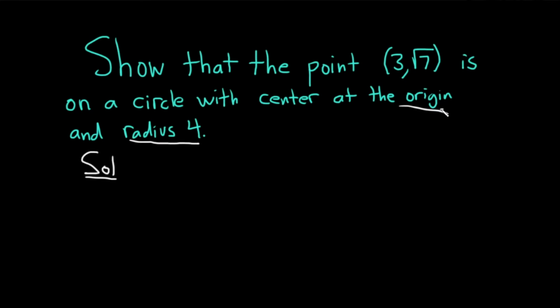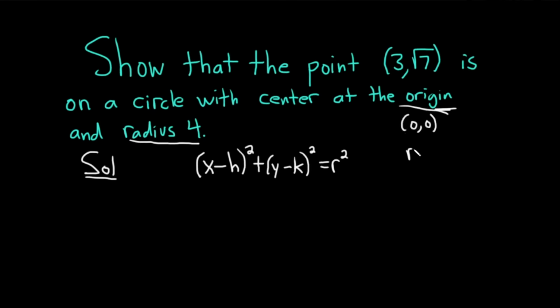So I'm going to start by writing down the formula. So the formula is (x minus h) squared plus (y minus k) squared equals r squared. And so in this, h and k is the center. So our center here is the origin, so it's 0, 0. And r is equal to 4 because that's the radius.